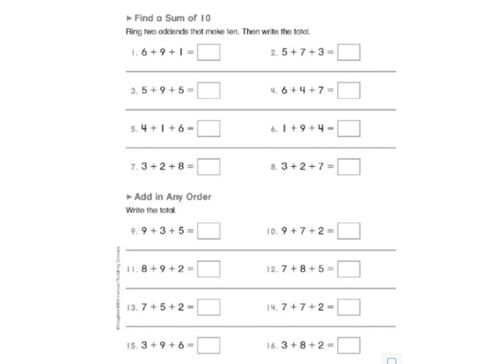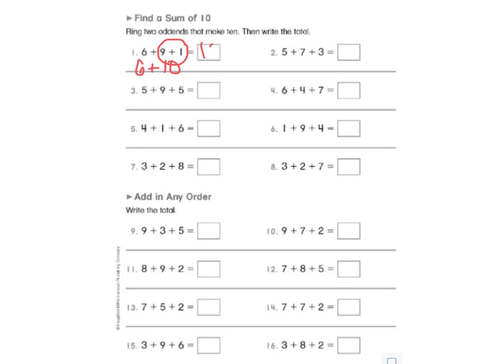The directions say to ring 2 addends that make 10. Ring just means to circle. So circle 2 addends that make 10. I'm going to look at my first one and say 6 plus 9 plus 1. Well, if I put 9 plus 1 together, that's going to give me 10. So now all I have left is 6 plus 10.